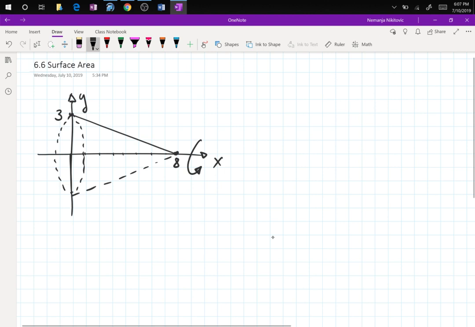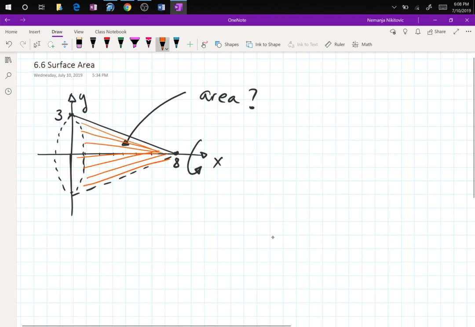So the question is, what is the area of the surface? Not the area of the base, no, just the surface of revolution. The area of the base you can quickly get by the area of the circle, right? It's 9 pi in this case. So what's the area over here? That's what we are looking for.